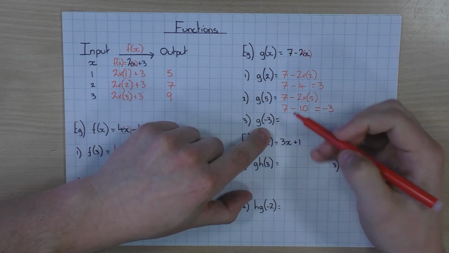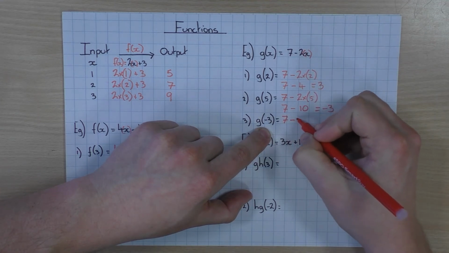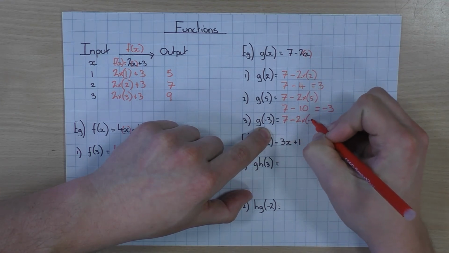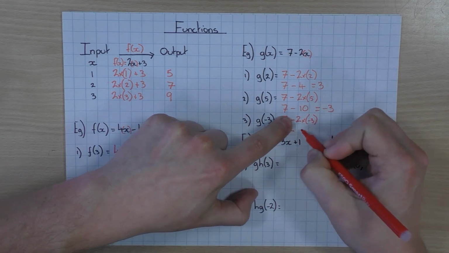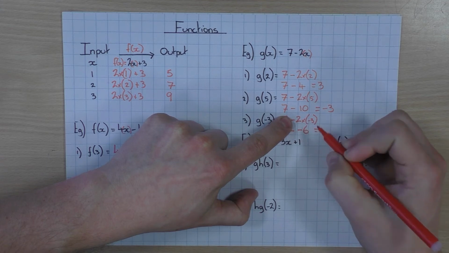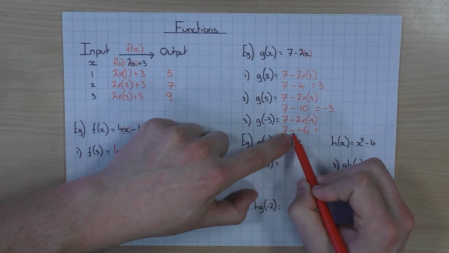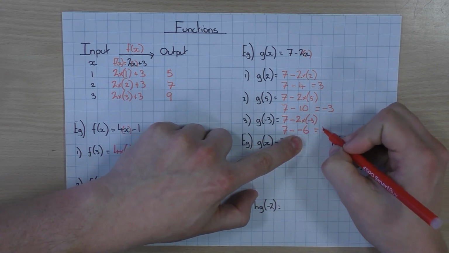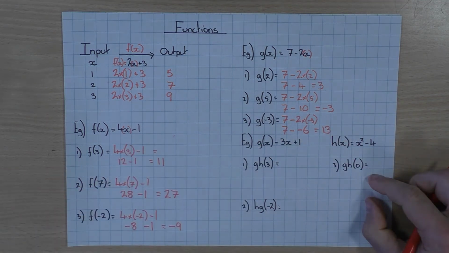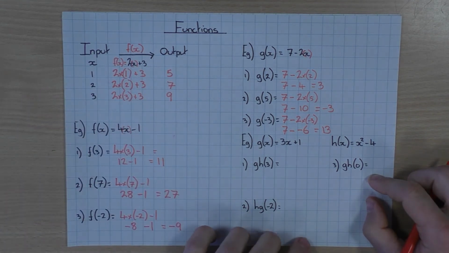And last one here, I'm going to input minus 3 into that. So 7 take away 2 times minus 3. So 7 take away, well, 2 times minus 3 is minus 6. This is why you should always write it out, because when you spot things like this, 7 take away minus 6, when you take away a negative, it turns to an add. So you'll have the answer of 13. So that's basic functions. You put an input into the function and you get an output.